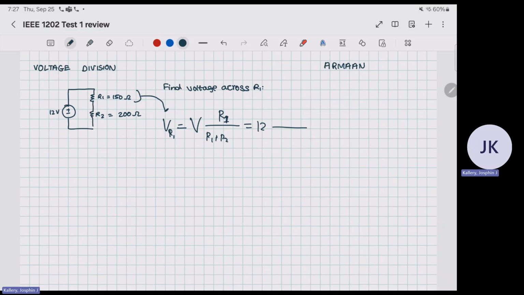That's 12. And this is 150 plus 200. And then once again, divide by 150. And we should get a value of 5.14 volts. So this is the voltage across resistor 1.